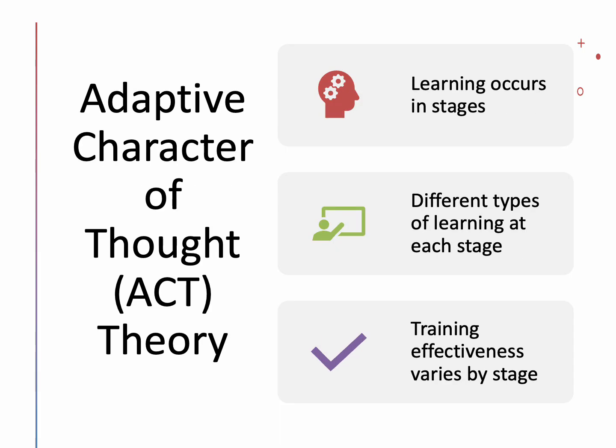The adaptive character of thought, ACT theory posits that learning occurs in stages, each involving different types of learning. Early stages focus on declarative knowledge, facts, while later stages emphasize procedural knowledge, skills. For example, a new employee learns company policies, declarative before mastering task processes, procedural. Training effectiveness depends on addressing the appropriate stage. Novices need foundational knowledge, while advanced learners benefit from practice.